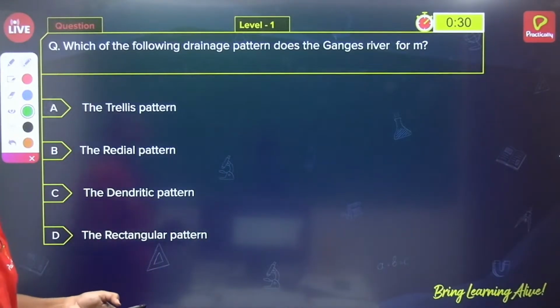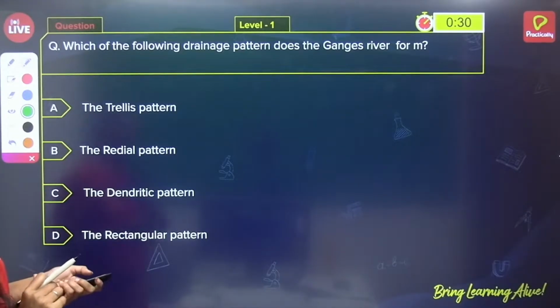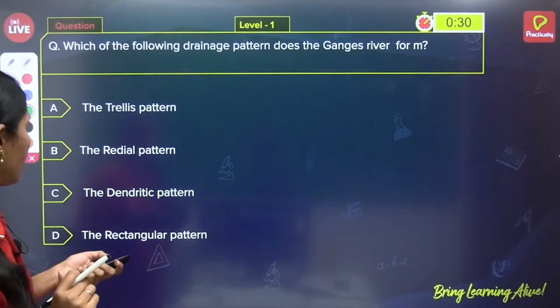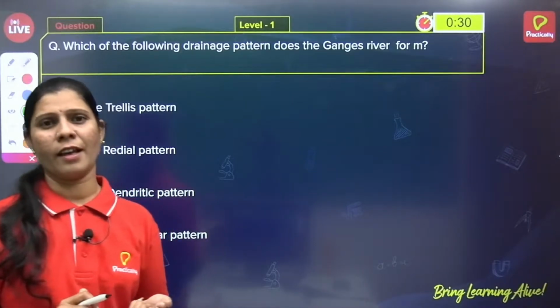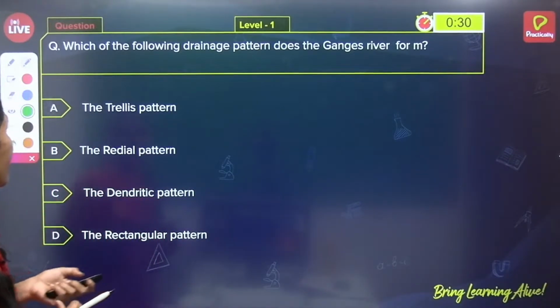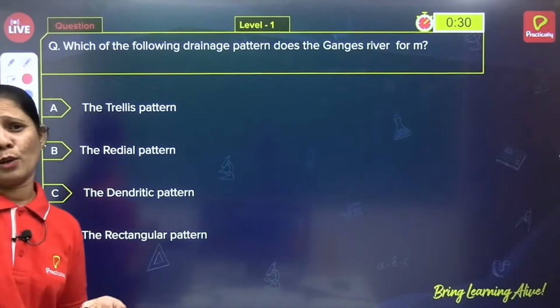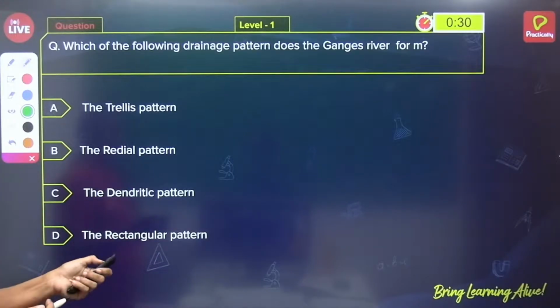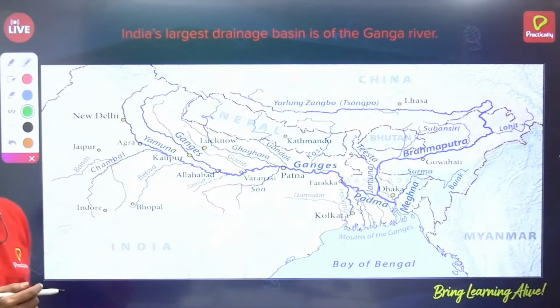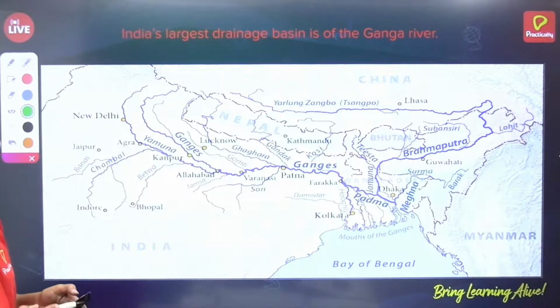Just answer this. Which of the following drainage patterns does the Ganga River form? Can anyone tell? Can I get an answer for this? Which drainage pattern? What is this pattern? Which type of pattern does the Ganges River form? You can find it with the help of this image. Which type of drainage pattern does the Ganga River exhibit?